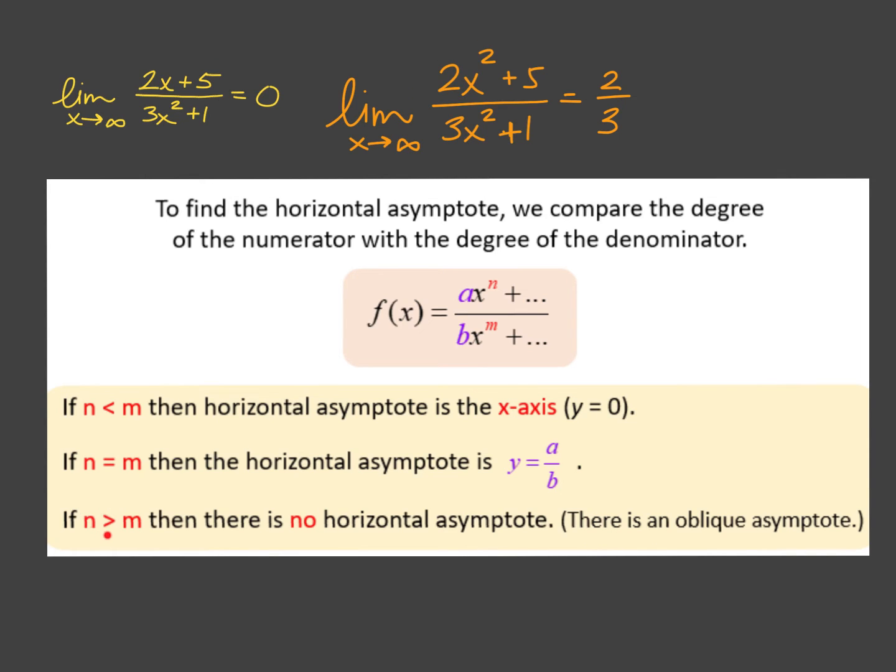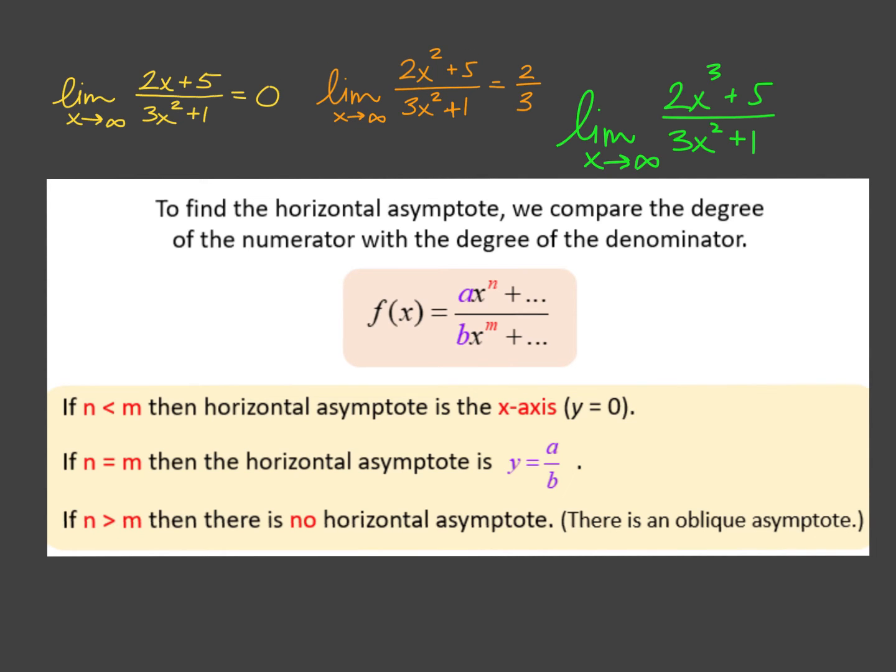Lastly, what if the degree of the numerator is greater than that of the denominator? That occurred in our final example, g of x here. The degree of our numerator is 3 and the degree of our denominator was 2. N was greater than m. There's actually no horizontal asymptote. This function increases without bound. It's not bounded by some horizontal line. It doesn't approach some horizontal line. Instead, this actually shot off to infinity. So we said that the limit did not exist and there was no horizontal asymptote.